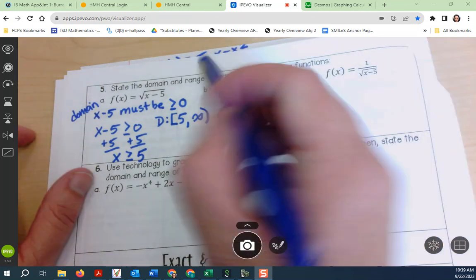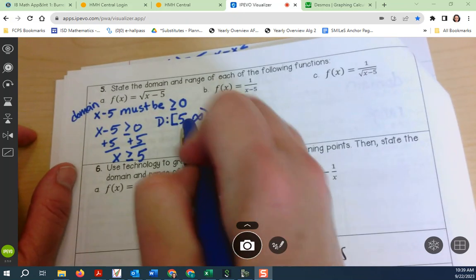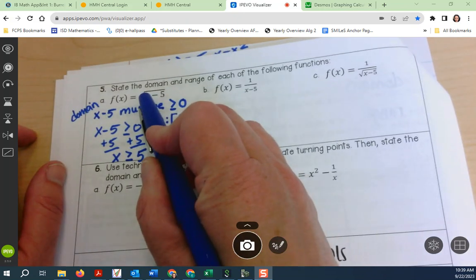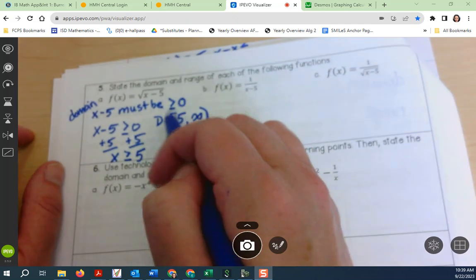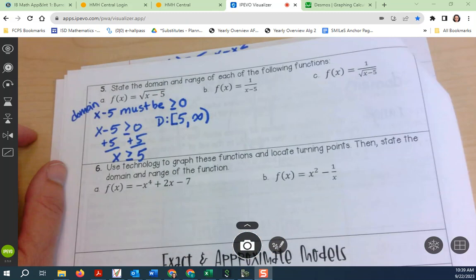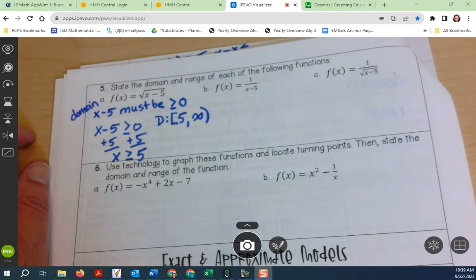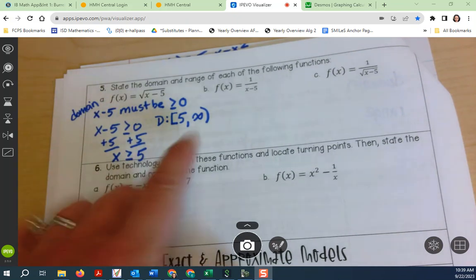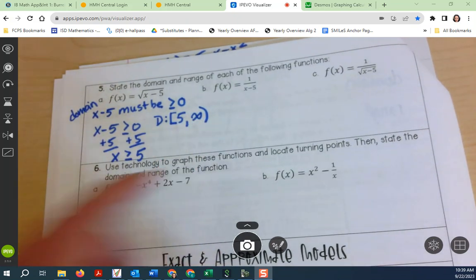So I can connect to that by putting this 5 back into the function, kind of what she was talking about. If I substitute that 5 in, I'm going to get the square root of 0. So that means 0 is my first number in my range. And just like there's no limit for the domain, there would be no limit for the range.